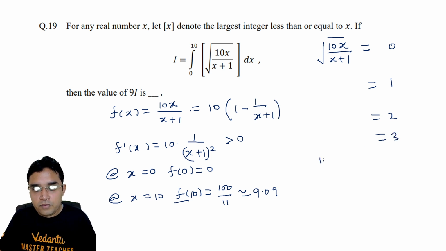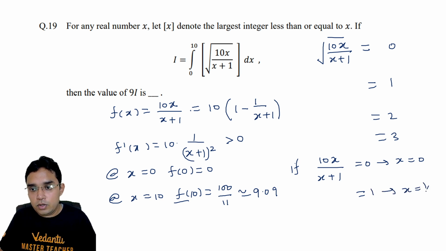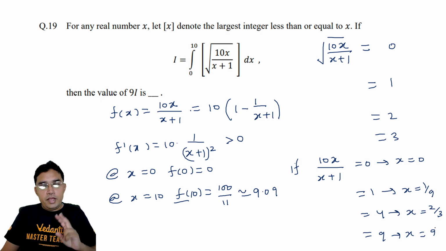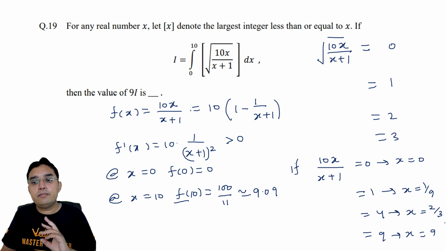And that too when 10x/(x+1) is either 0, it is when x is equal to 0, or it is 1, it is when x is equal to 1/9, it is equal to 4 when x is equal to 2/3, and this is equal to 9 when x is equal to 9 itself. You can check the calculation, yeah, 2/3 and 9. So we have to break our limits at these numbers only.